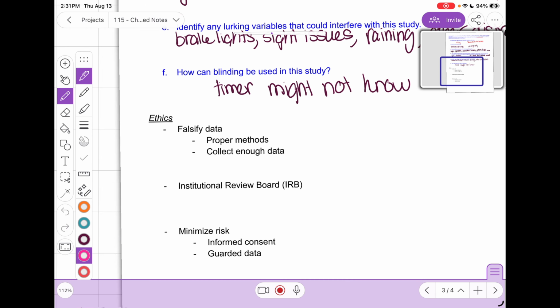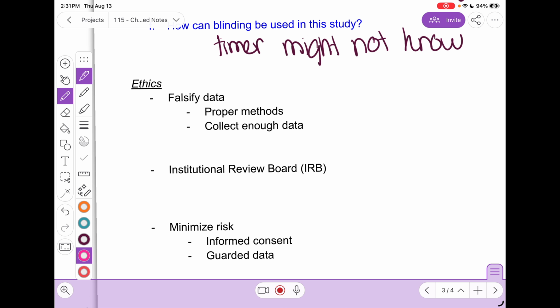All right. Whenever you're doing an experiment on people, ethics is your top priority. It has to be ethical what you're doing for research. It has to be ethical what you're doing to your experimental units. What you present for information needs to be ethical. It is unethical to falsify data. You need to make sure you're using proper methods to collect your data. You need to collect enough data to make sure your data is reliable.